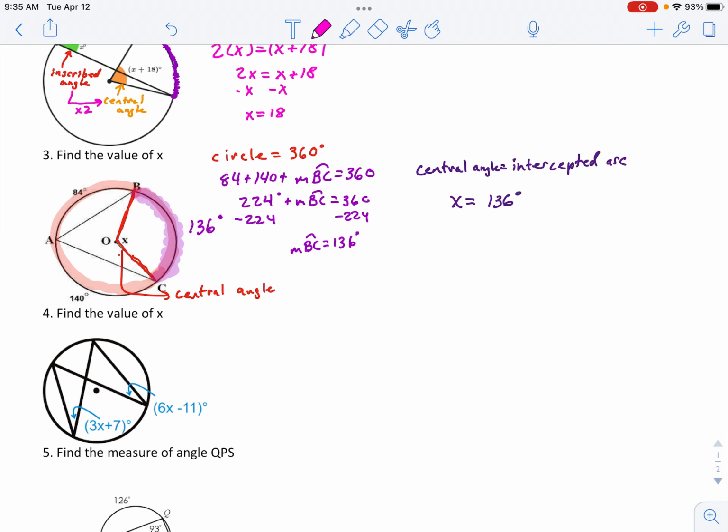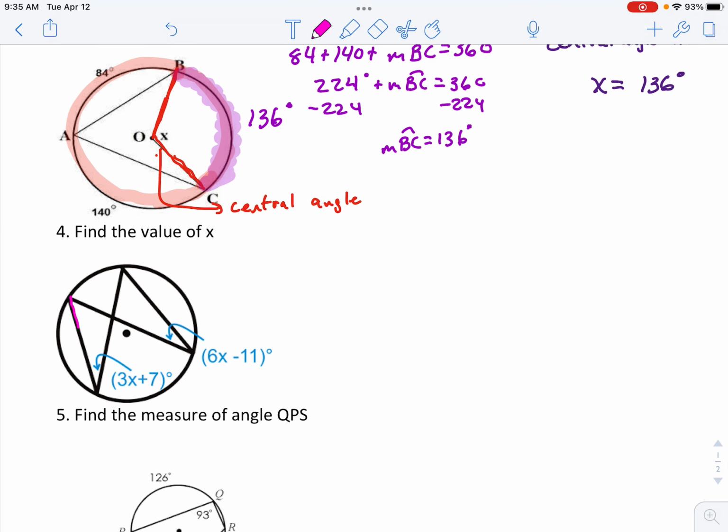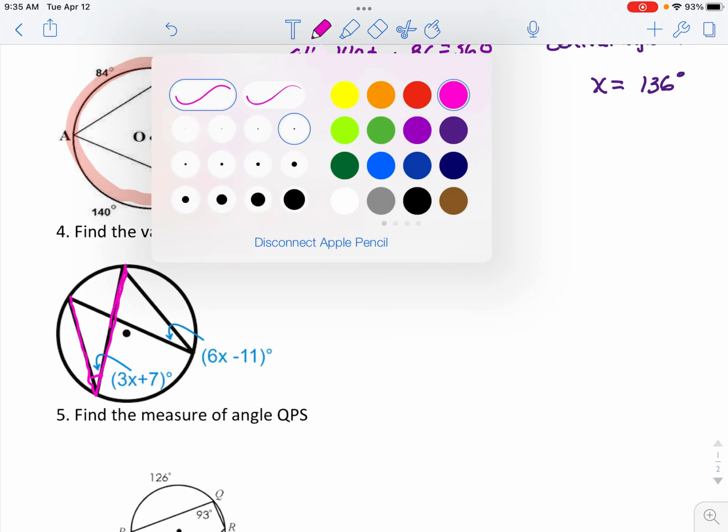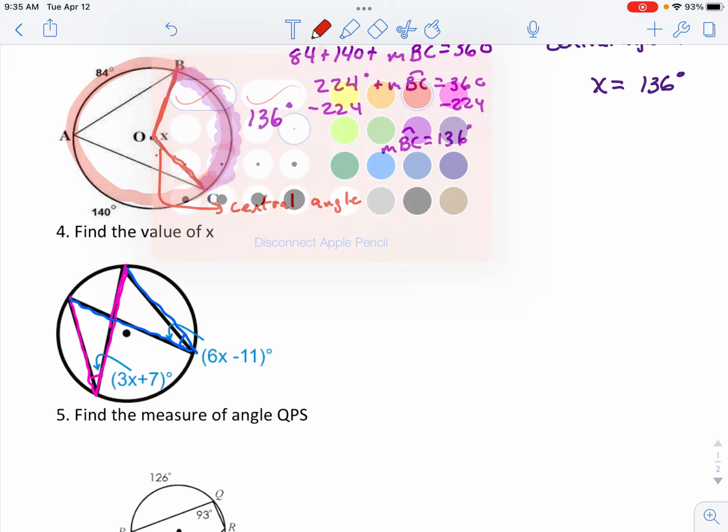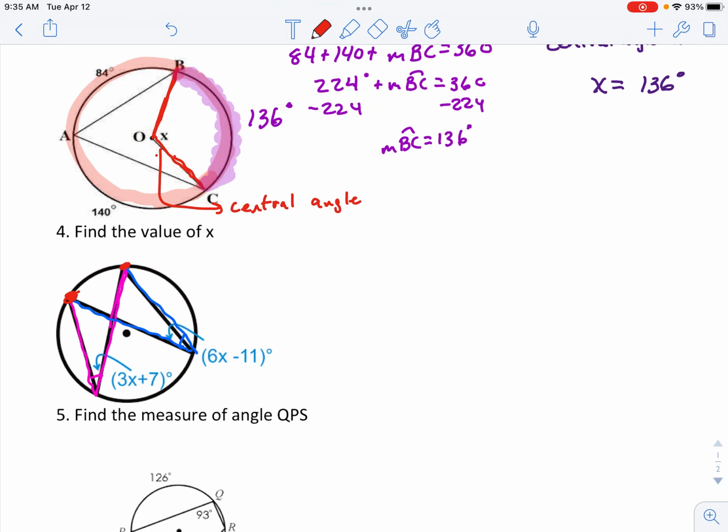All right. Then we got this here, where we notice we have this pink angle here, which is 3x plus 7. And we got this blue angle right here, which is 6x minus 11. Notice how they have the same endpoints. So they have the same intercepted arc.